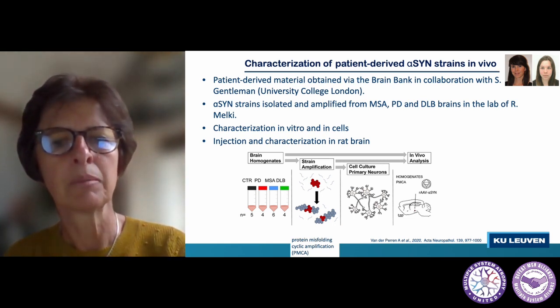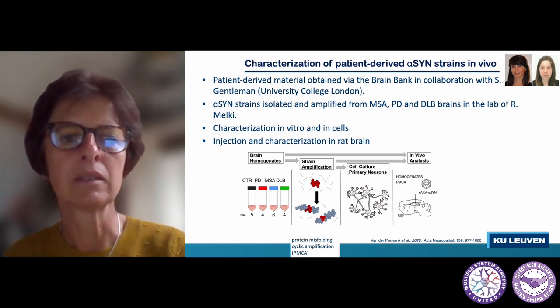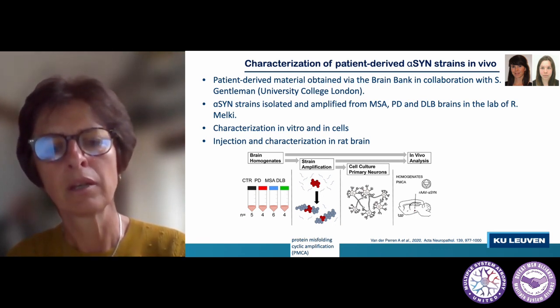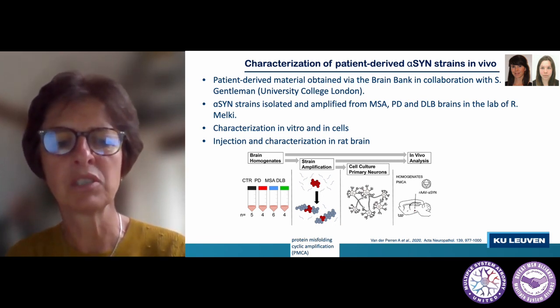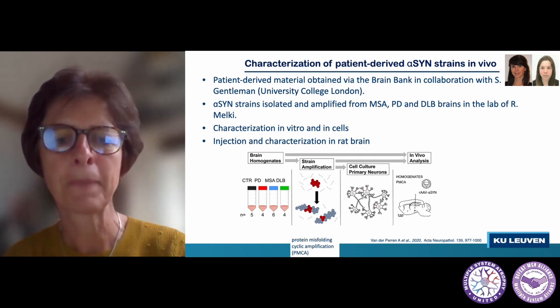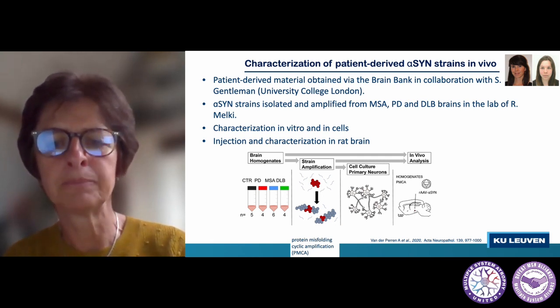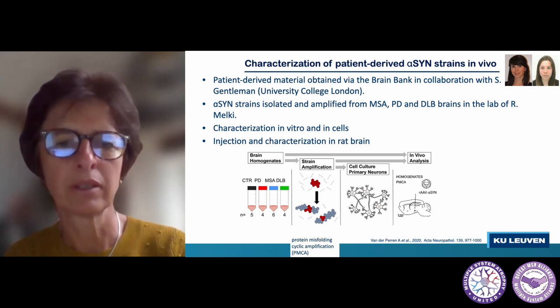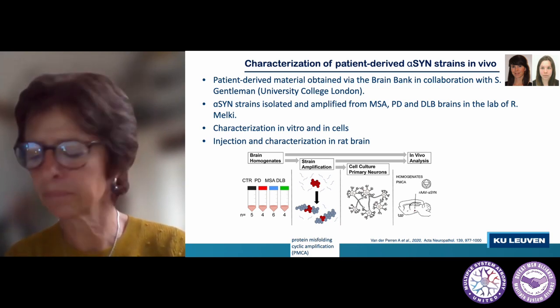This material was then sent to Ronald Melke in Paris, where he made homogenates of the brains and isolated the alpha-synuclein from these brain samples with a technique called PMCA, where he can specifically amplify the alpha-synuclein in a strain-specific manner. Then we characterized these strains in cell culture and in rat brain.